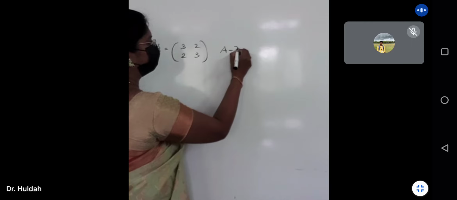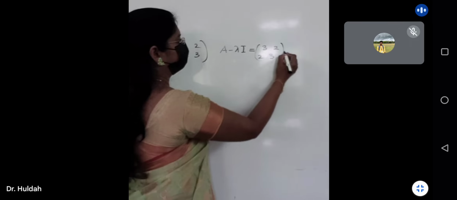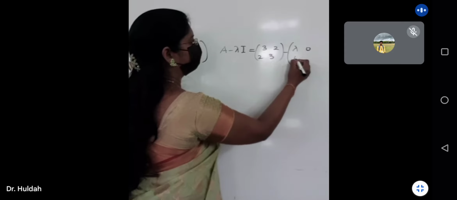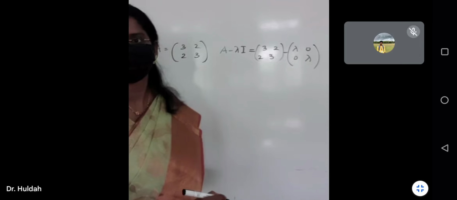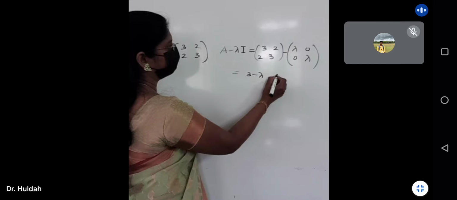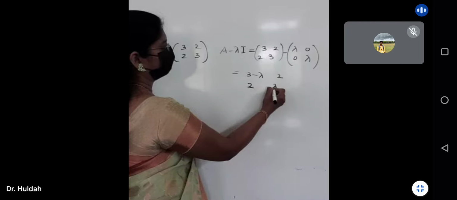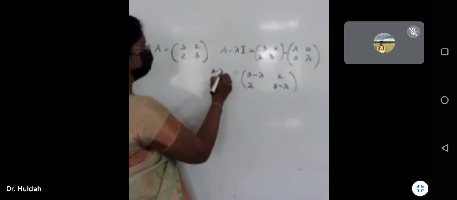Let's take one matrix, 3, 2, 2. Let me take this as A. So let me write A minus lambda I. So lambda 0, 0 lambda. Correct? Lambda into 1, 0, 0, 1. So I get 3 minus lambda, 0, 2 minus lambda. This is A minus lambda I.